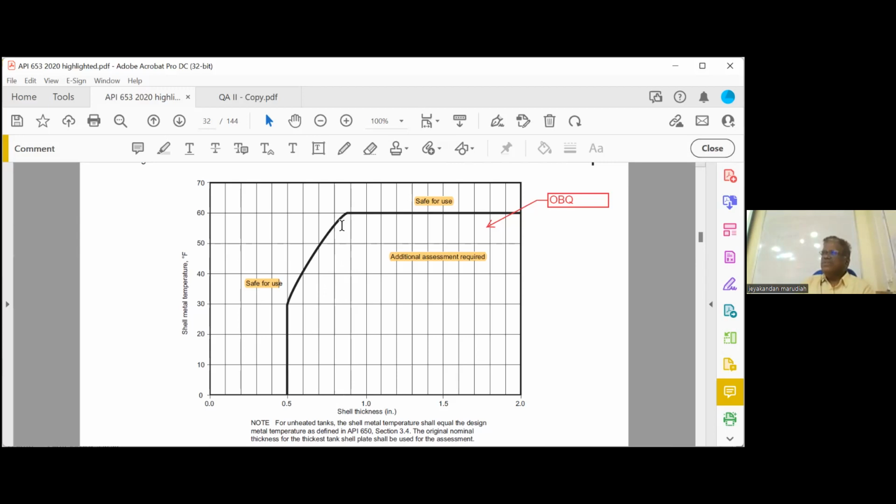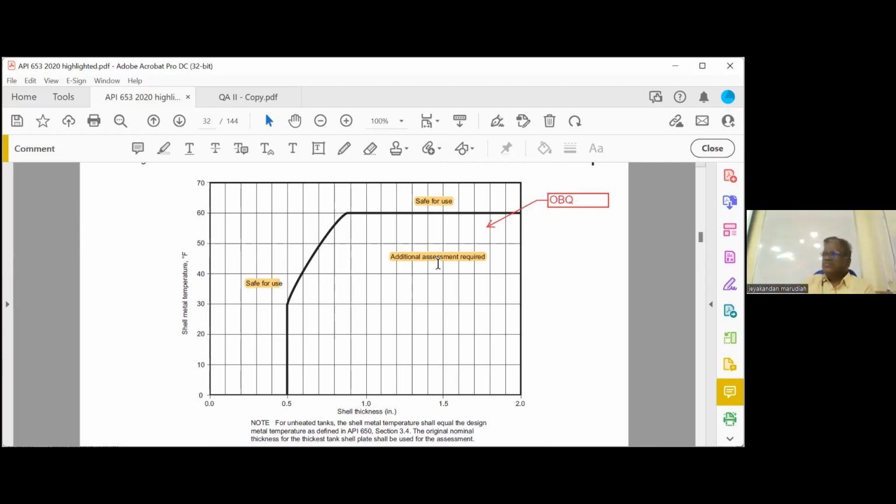What is the safe temperature to avoid brittle fracture for 0.7 inch thickness material of unknown toughness? We have to see where it cuts. It will be higher than that, because this area is only the safe area. Suppose if it is falling here, we need additional assessment.